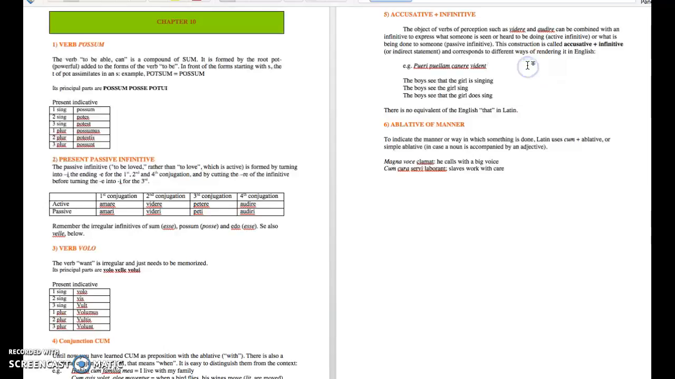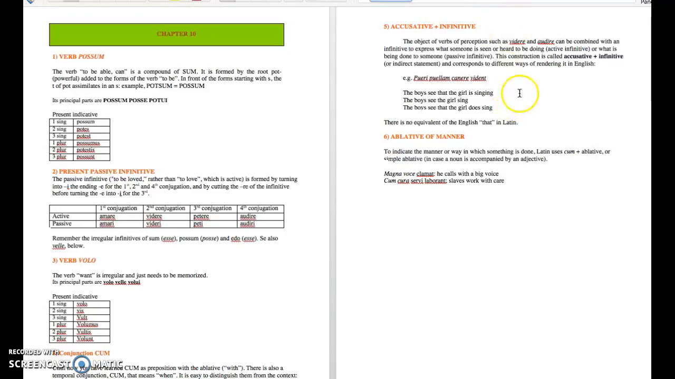You will also see the accusative plus infinitive clause, which is the dependent clause corresponding to this in English. The boys see that the girl is singing, okay, or the boys see that the girl does sing. The boys see is the main clause. That the girl is singing is the indirect statement, so you are not saying the girl sings, which is a direct statement, but the boys see, or the boys think, or the boys reckon that the girl is singing, okay, so it's a dependent clause.